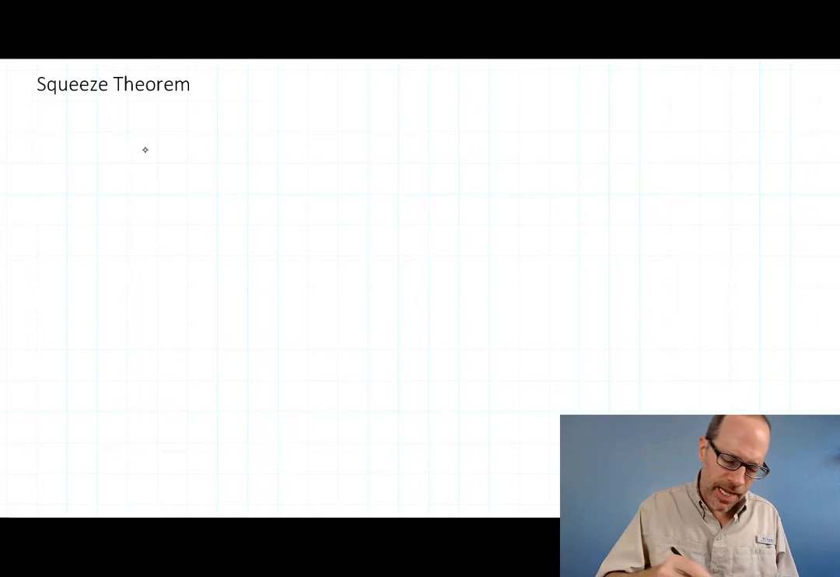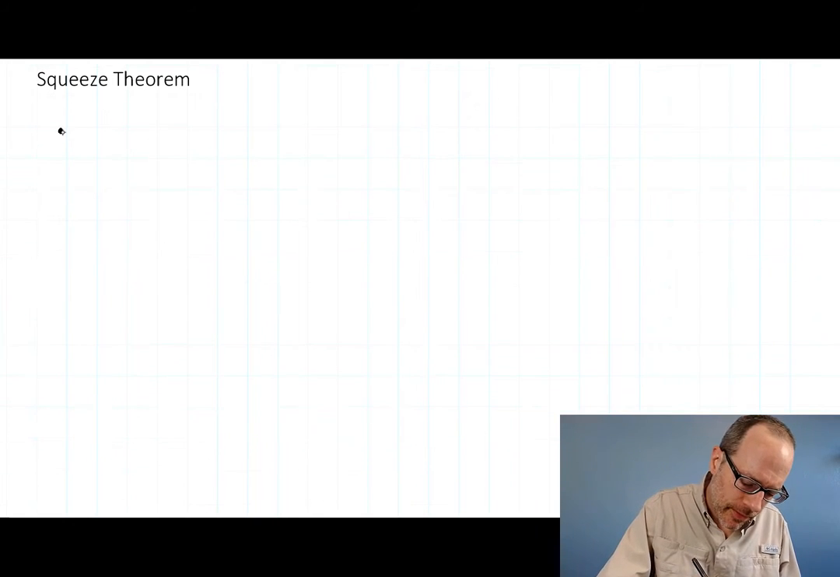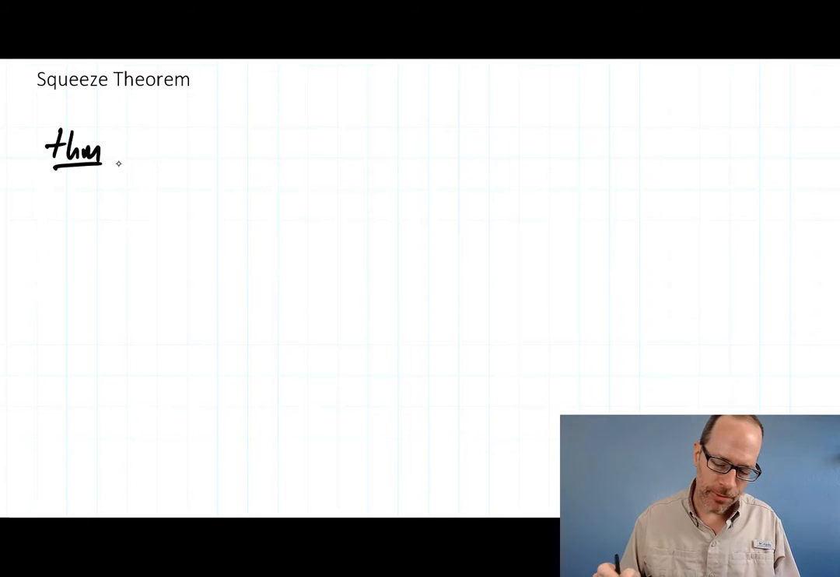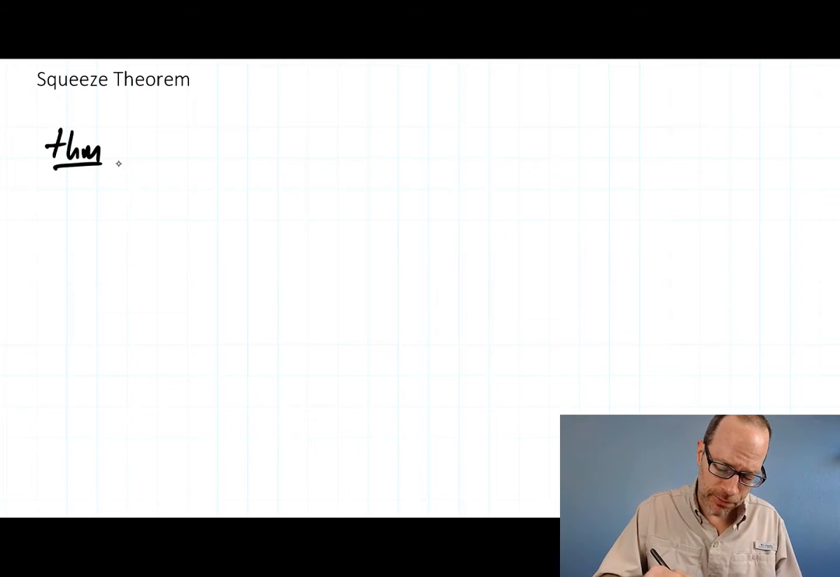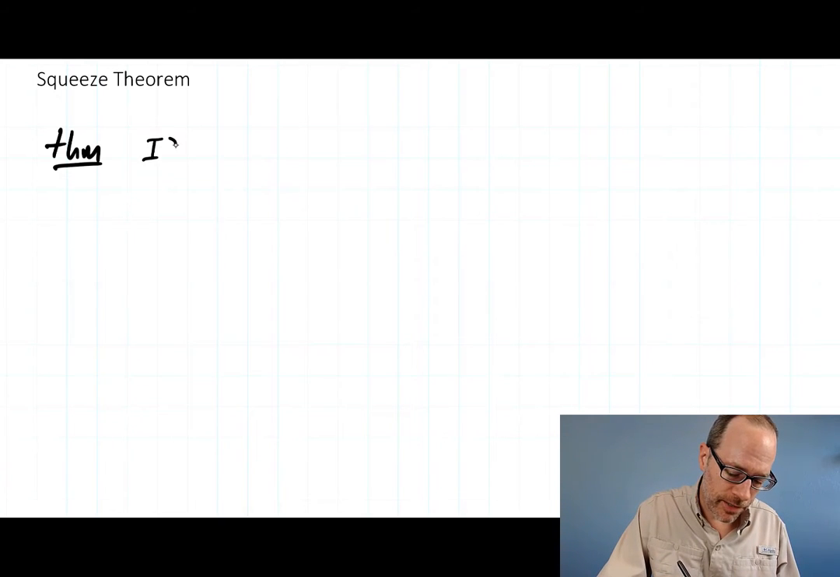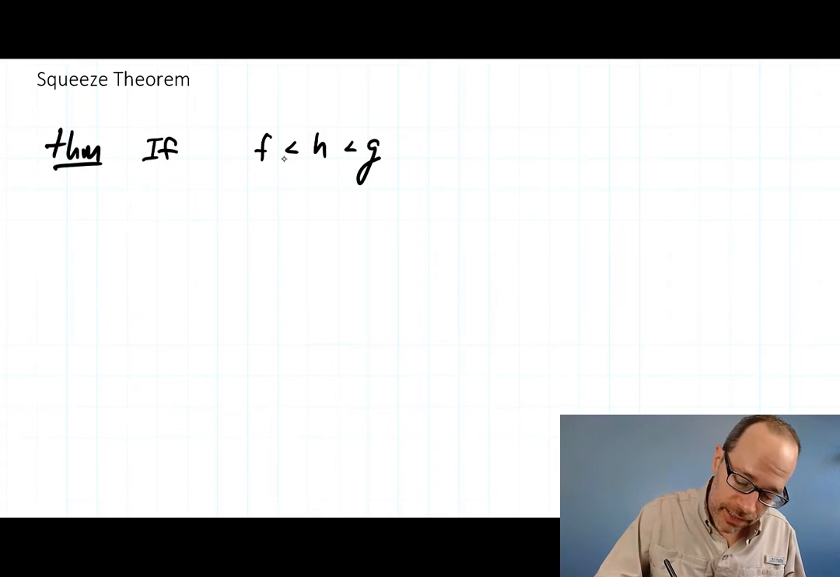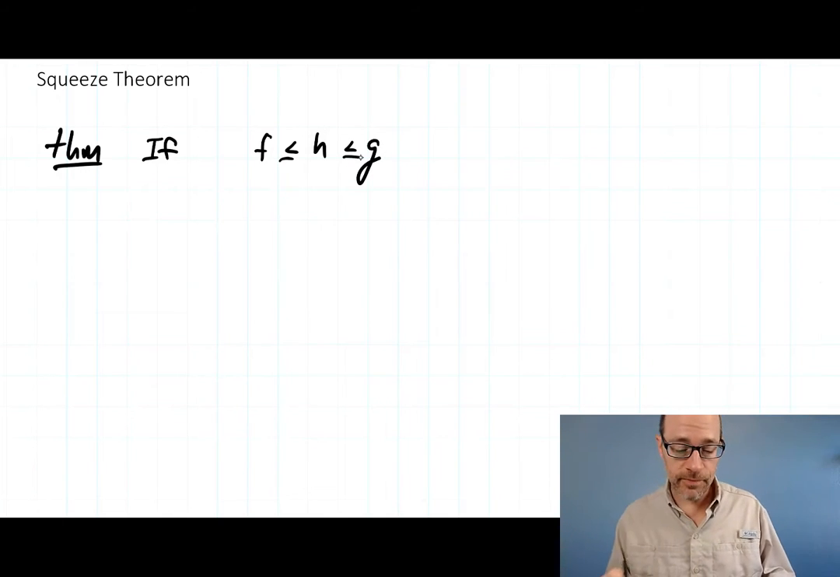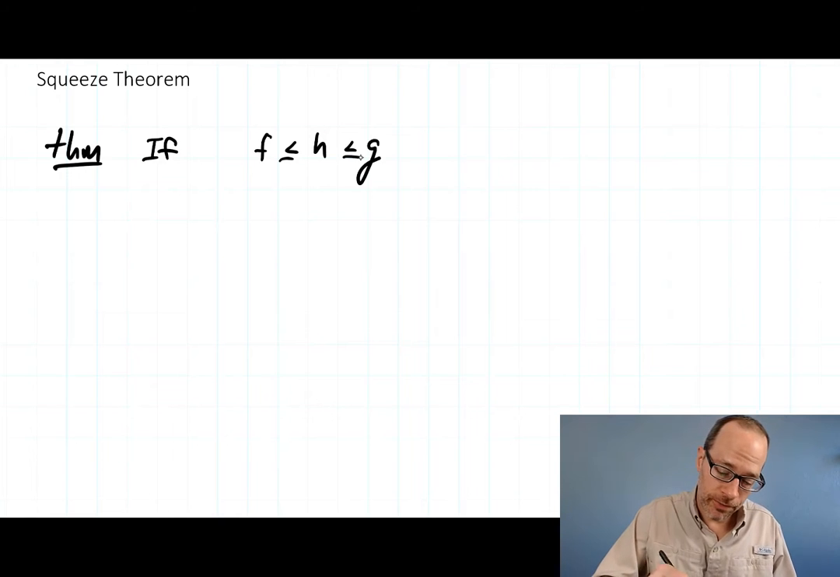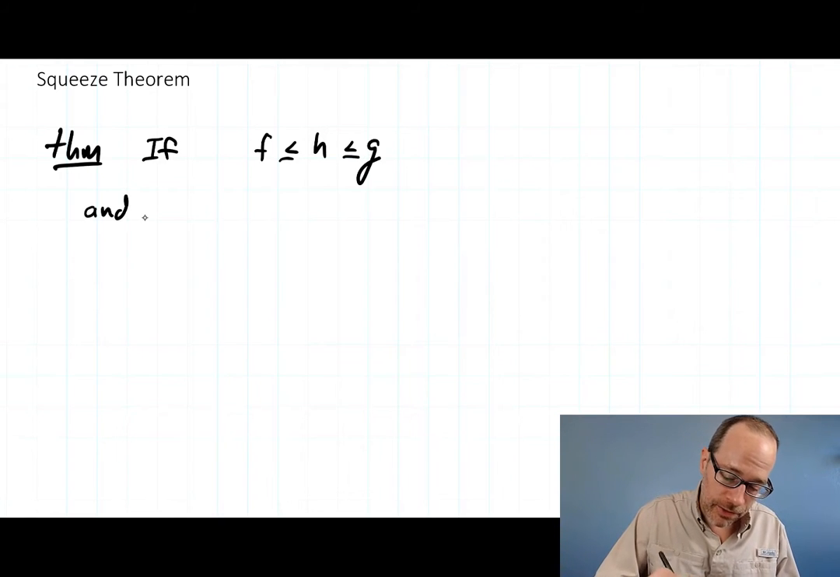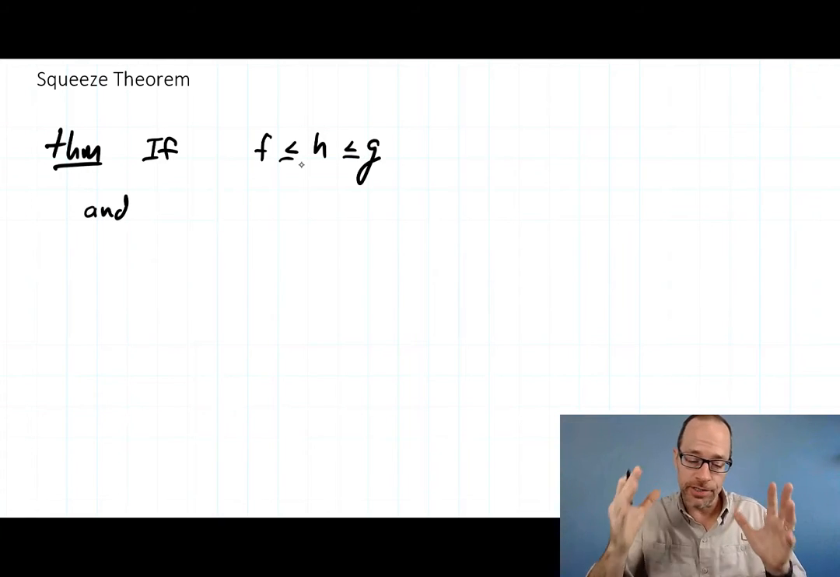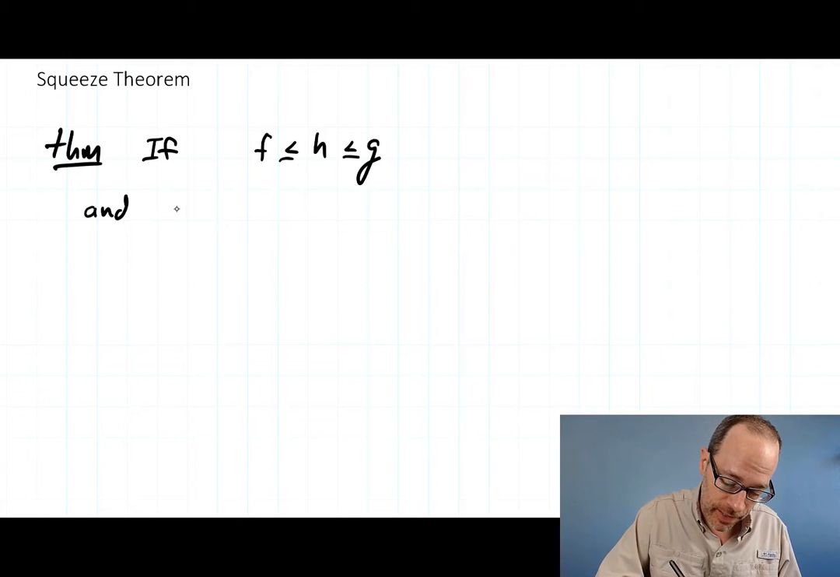Alright, the statement of this theorem is pretty easy and it looks very believable. It's easy to prove. If you have two functions that are sort of surrounding a third function, so f is always smaller, g is always bigger, and you have a function h in the middle, and you know that the two end functions, f and g, converge to the same thing.